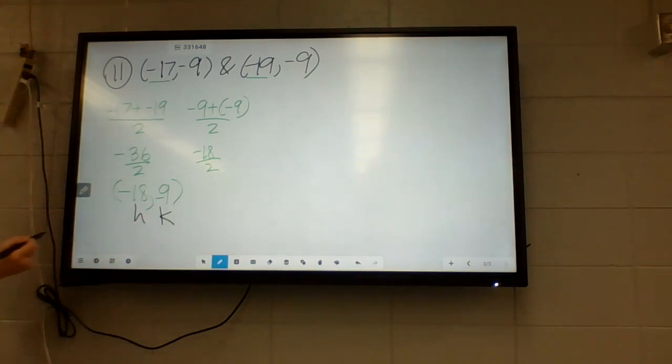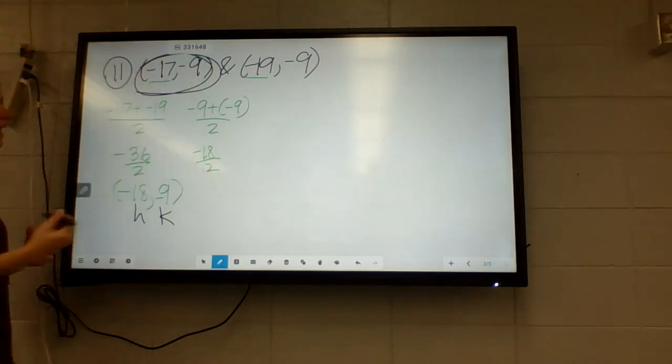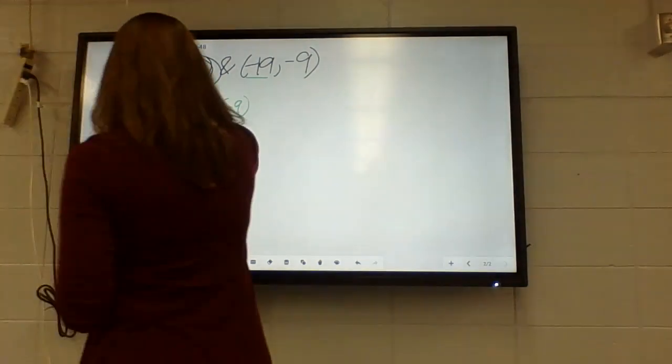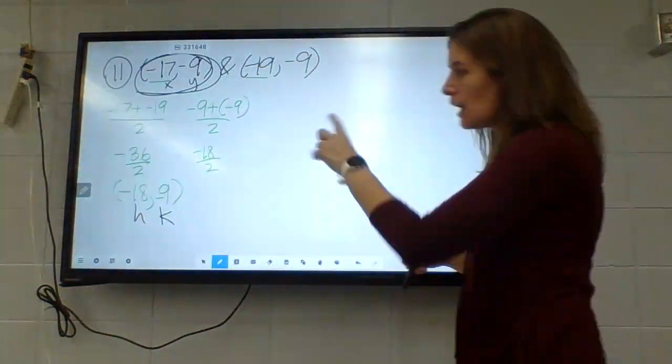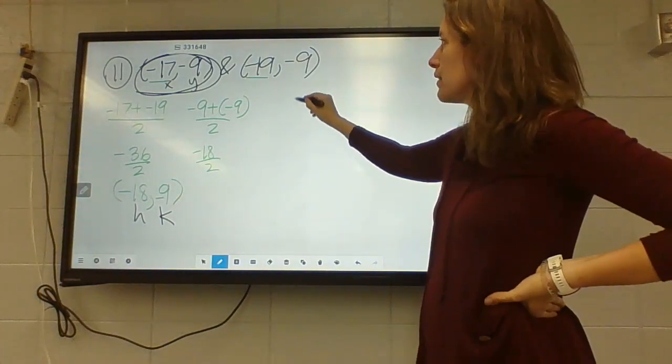And then Becca, which one did you pick to use? The negative 17. Okay, so we have to use one of these two points, and I have to make sure I don't mix them up at all. But that's going to be my x and y. And we know h and k. So we're still trying to find r.